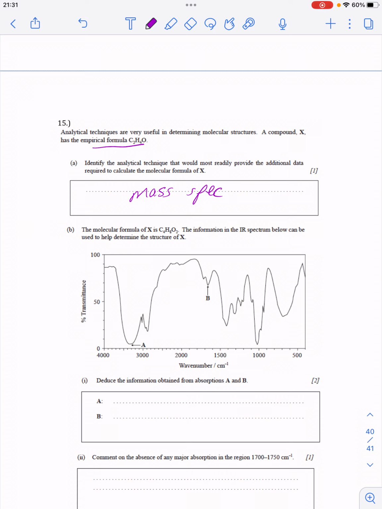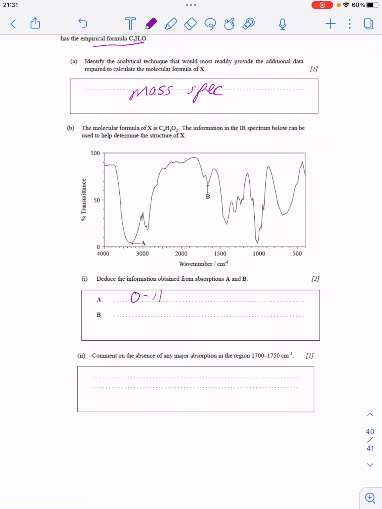Okay, then I'm looking at the IR, information is below, deduce the information obtained from absorptions A and B. Well, A looks like an OH, and you could probably get more specific, like hydroxyl in an alcohol, as opposed to a carboxyl, because a carboxyl shows up more in this region and the alcohol one shows up further down. That's what we can determine from A.